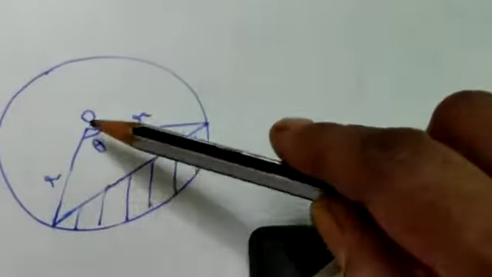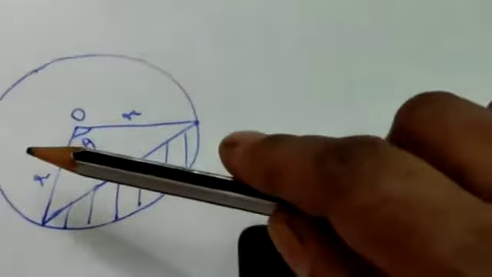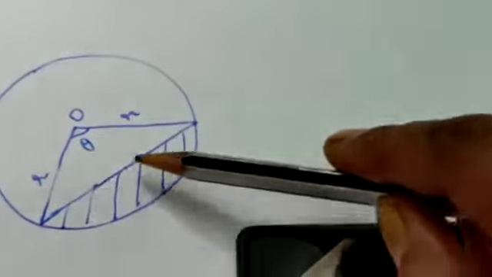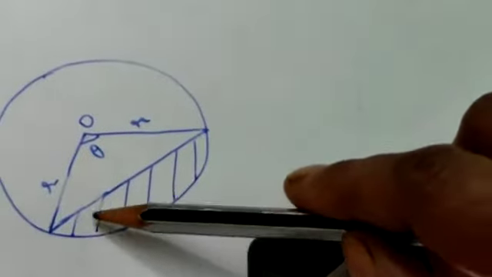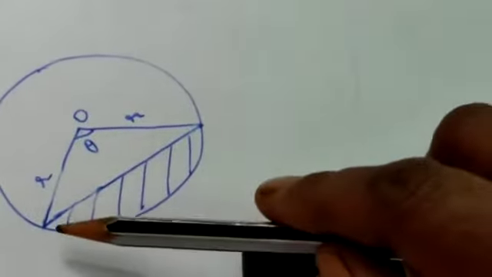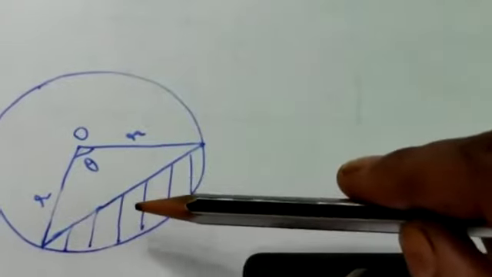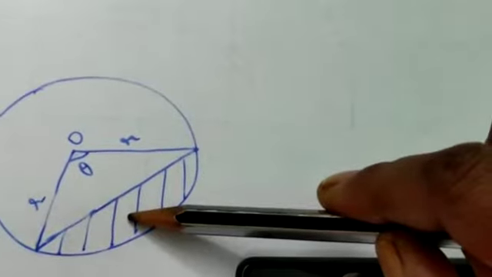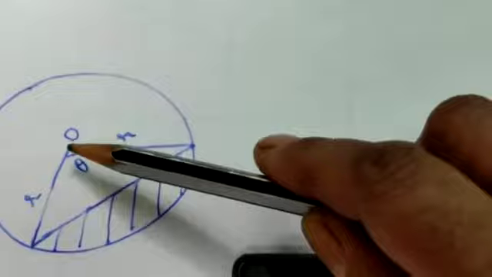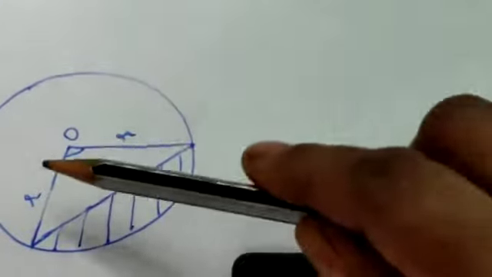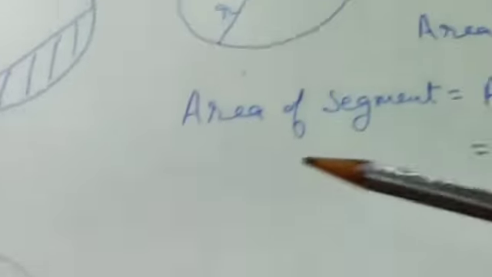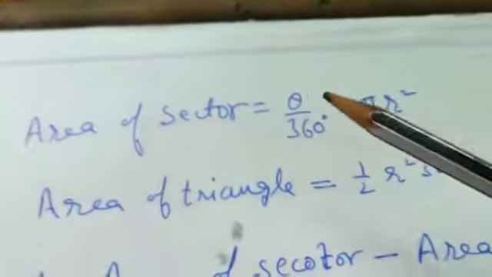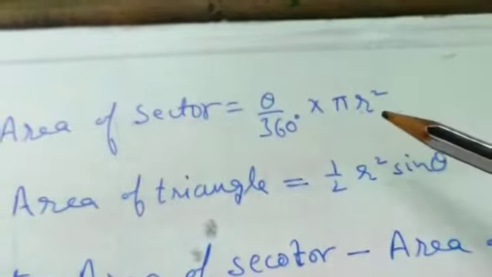Now here we have a sector, and if we take out this triangular region from this sector, what are we left with? We are left with segment. So for finding the area of a segment, what we'll do? We will subtract area of triangle from this area of sector. Now we all know that area of sector is theta by 360 into pi r square.